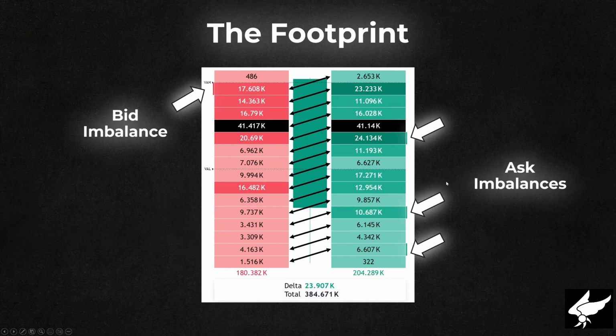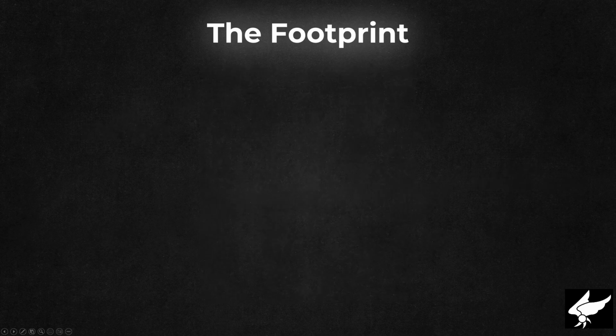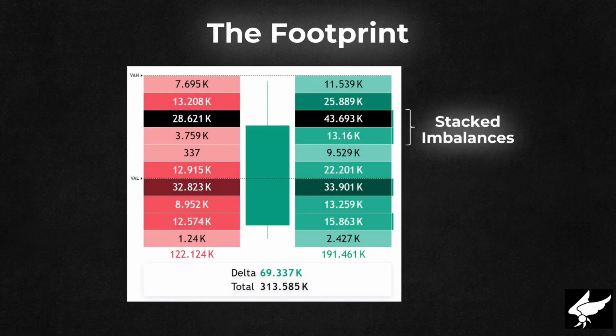If we look at the bid imbalance at the top, we'll see that the bid volume was around 17,000 in comparison to 2.6 thousand in the ask. That's 6.5 times larger. Imbalances can also be stacked. For example, when there is more than one imbalance in successive price levels, we have stacked imbalances.